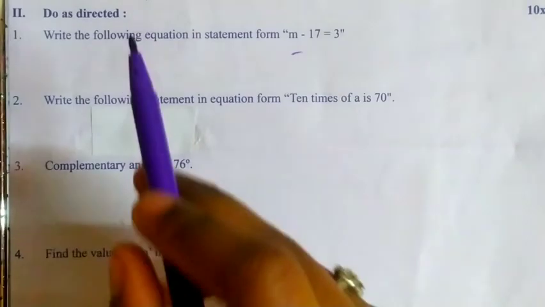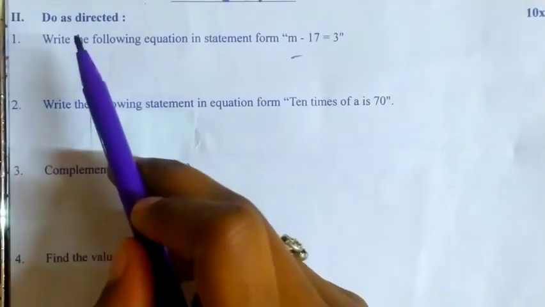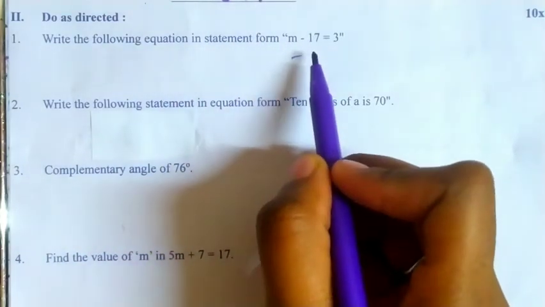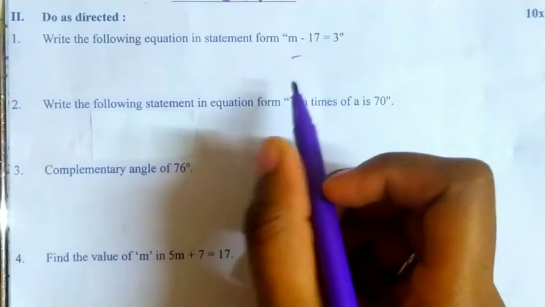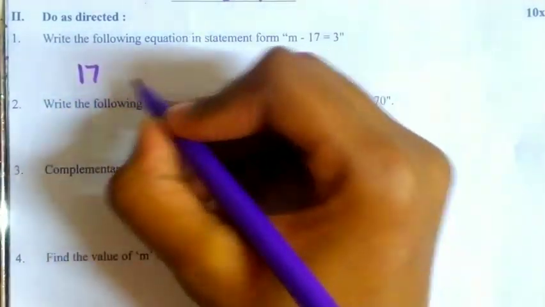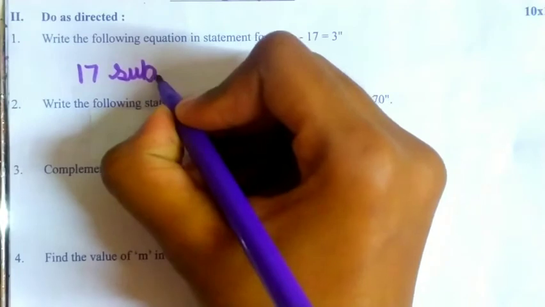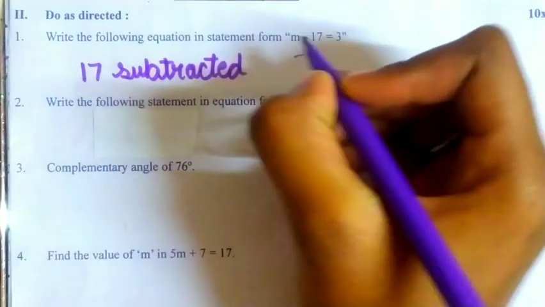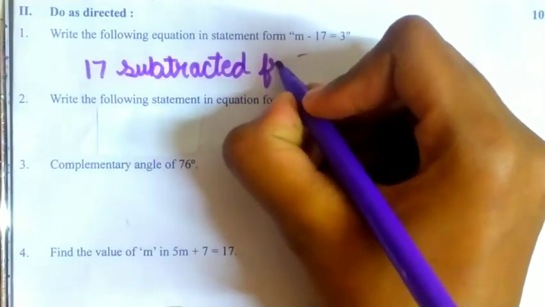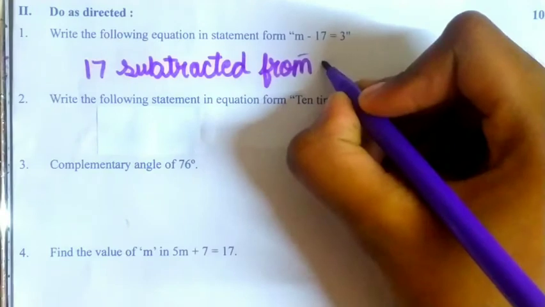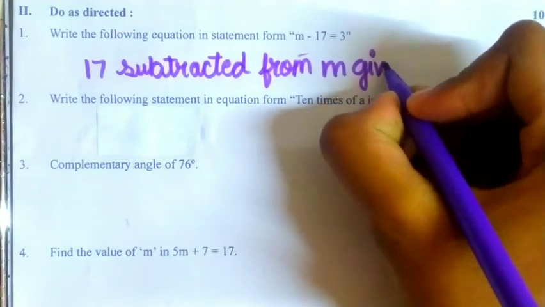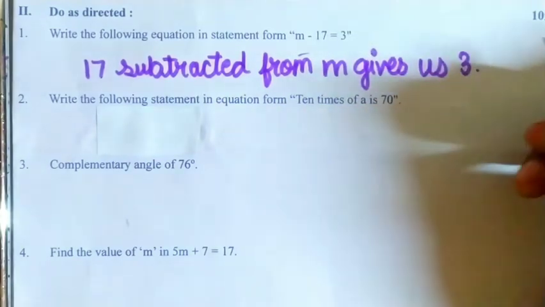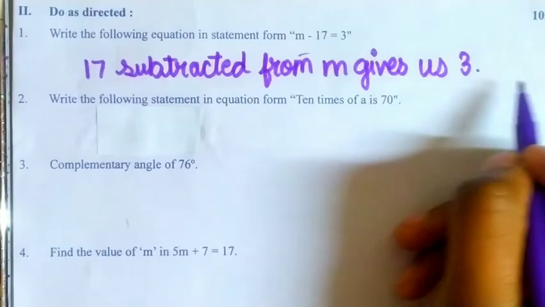Let's go to the second main. Second main is do as directed. First one, write the following equations in statement form. M minus 17 equal to 3. The answer is 17 subtracted from M gives us 3.